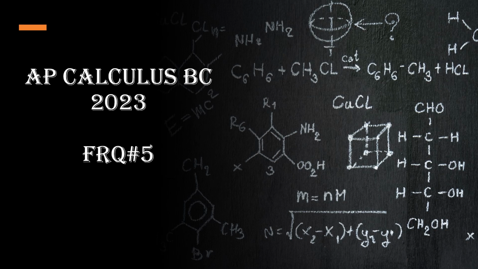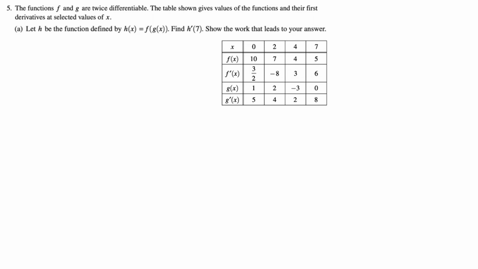Let's solve question number 5, which states that the functions f and g are twice differentiable. So if the function is differentiable, of course it is continuous. The table shown gives the values of the functions and their first derivatives at selected values of x. Let h be the function defined by h of x equals f of g of x. Then find h prime of 7.